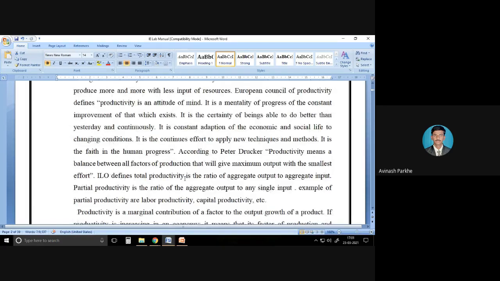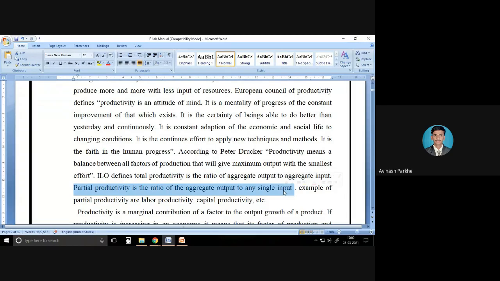And as per the International Labour Organization, we have discussed the different types of definitions. As per the ILO, the long form being International Labour Organization, total productivity is equal to the ratio of aggregate output upon aggregate input. Aggregate output means total output upon total input. The partial productivity is the ratio of aggregate output upon a single input.